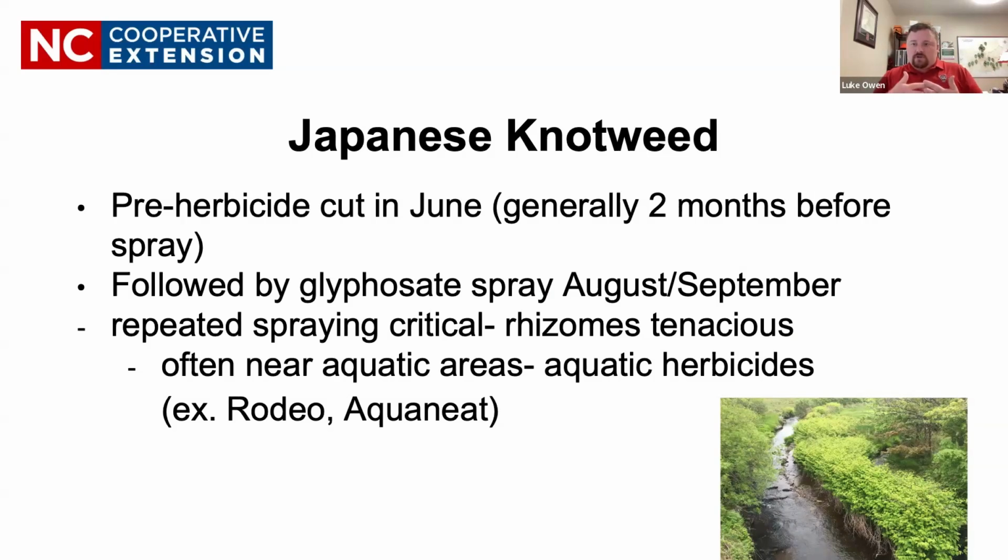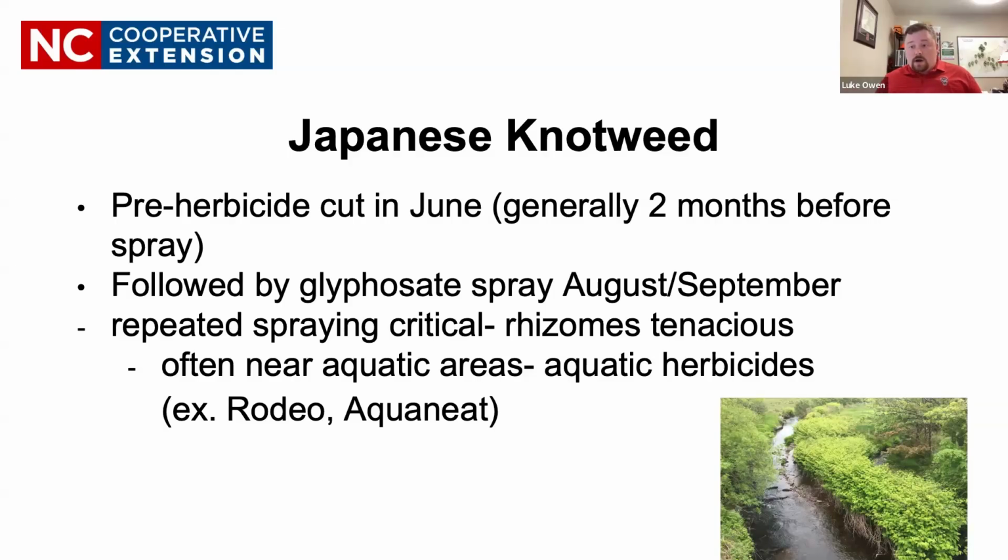There's been a lot of research done in terms of Japanese knotweed control. If we cut it and then try to put herbicide on that cut, we don't really see as good of control as if we cut, let it flush out over the course of about 8 weeks, and then foliarly treat it. Typically, if you make a cut in June, we're following that up with a spray in August. Repeated spraying is critical because these rhizomes are tenacious.